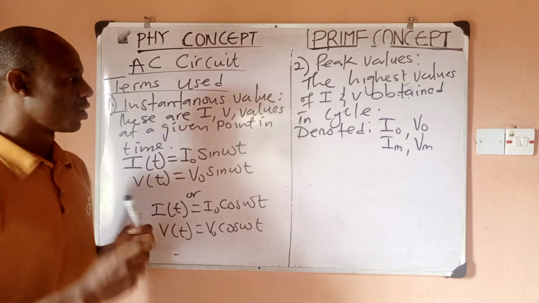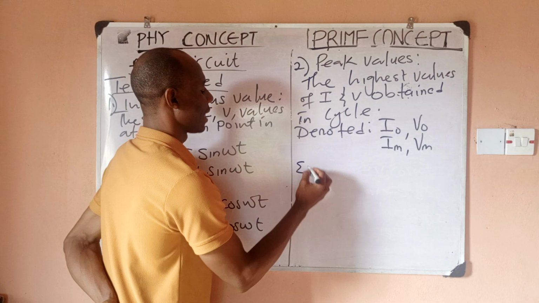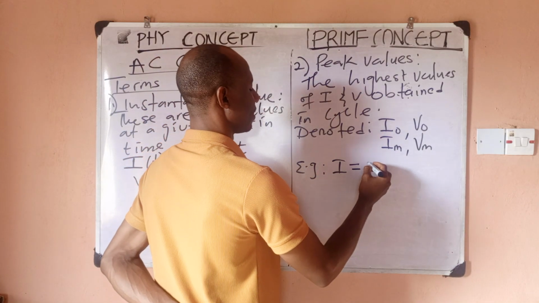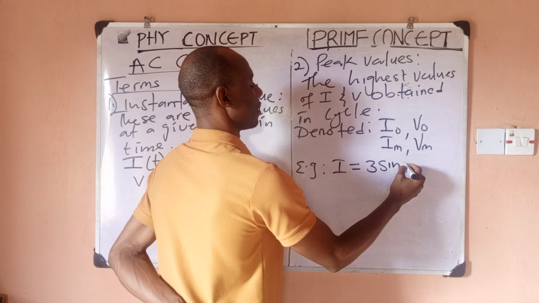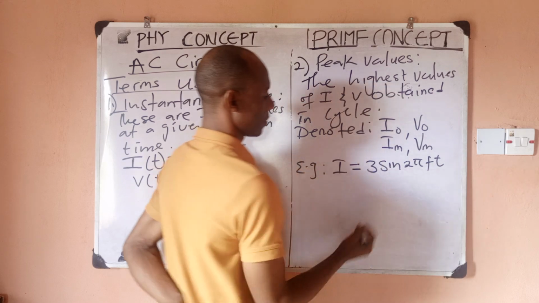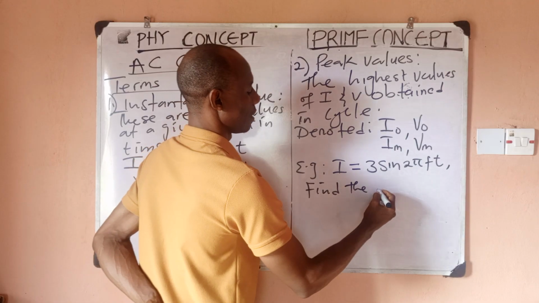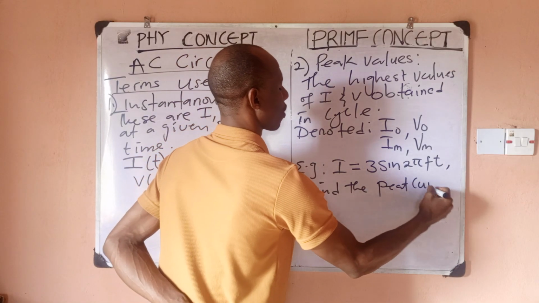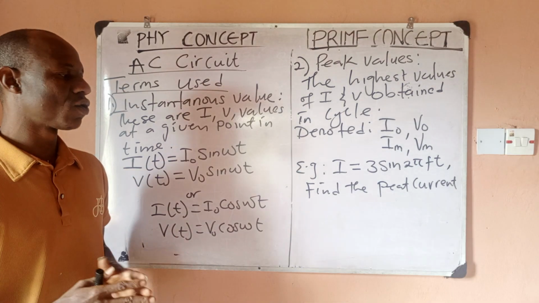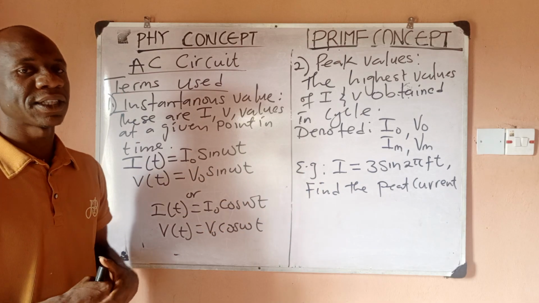These are peak values. Let me give you a quick example that fits exam questions. They say I equals, let's say, 3 sine 2 pi ft, find the peak current. They will give us an equation like this under exam conditions and ask us to find or deduce the maximum current for this instantaneous value.